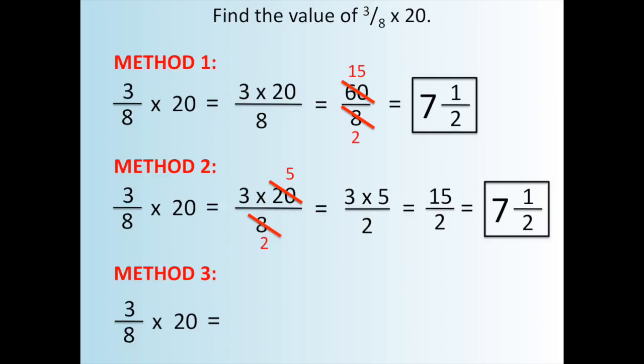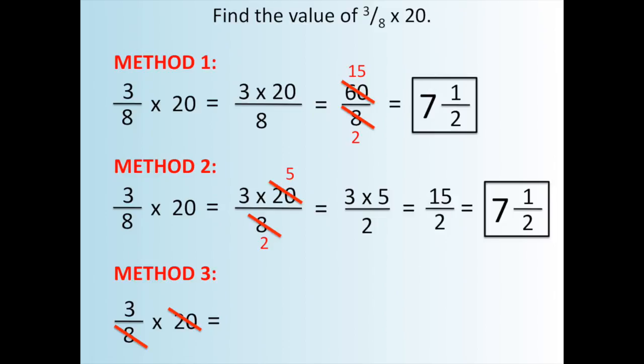We're going to rewrite the problem as we did previously, 3/8 times 20. I'm going to now cancel my 20 and my 8 during this first step. So this is called cancellation. 20 can be divided by 4, as we saw previously, and 8 can be divided by 4. What you see from method 1 to method 2 to method 3 is that we can complete this step, this simplification, earlier in the problem.